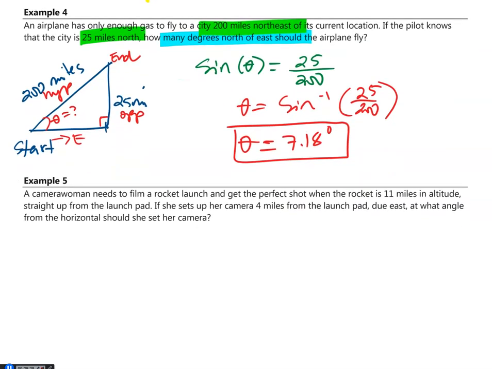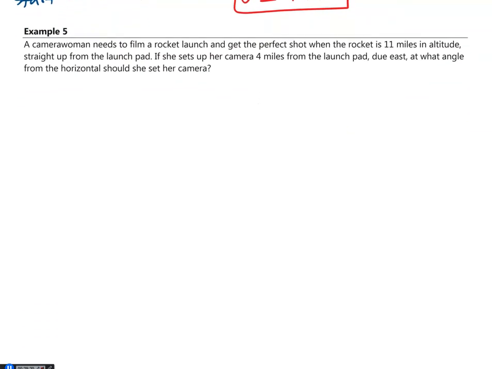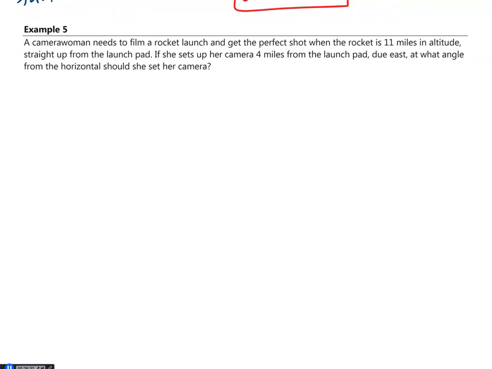Okay. Next example. Example number 5. A camera woman needs to film a rocket launch and get a perfect shot when the rocket is 11 miles in altitude straight up from the launch pad. If she sets up her camera 4 miles from the launch pad, due east, at what angle from the horizontal should she set her camera?